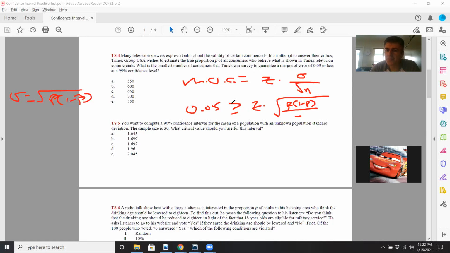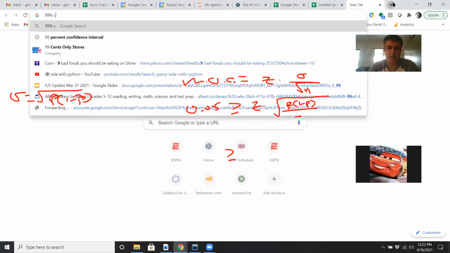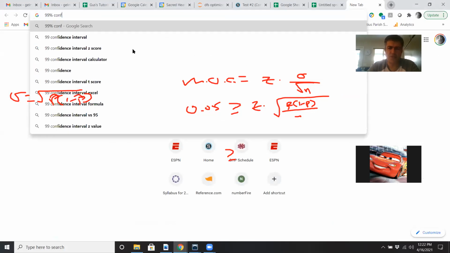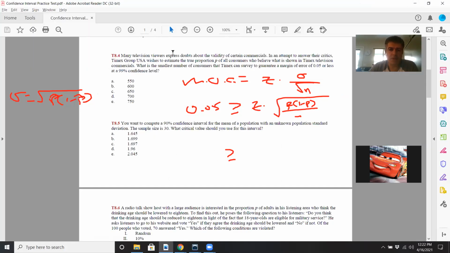So you're going to want that for a 99% confidence interval. Well, Z always represents a confidence interval. It's a Z score, so you have to look it up. You do a quick search here: 99% confidence interval Z score. I think it's 2.576. Yeah, 2.576 right there. So that's just a Z score that you have to look up. And remember, we're assuming a normal distribution.